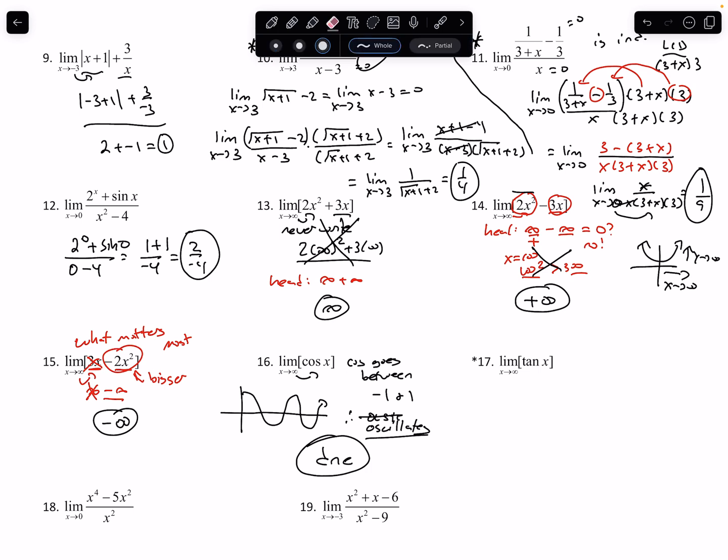All right. Same thing that happens with tangent. If we think of the tangent graph, it just looks like this. That's what tangent looks like right there. So it's just going back and forth between negative infinity and infinity forever. So same thing, D and E. It's never approaching a number.